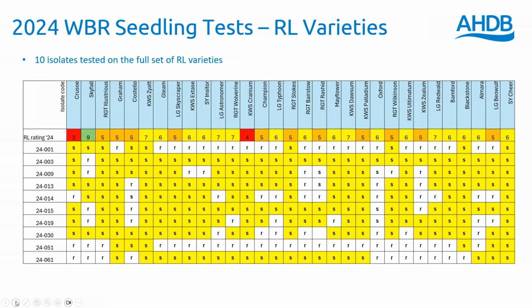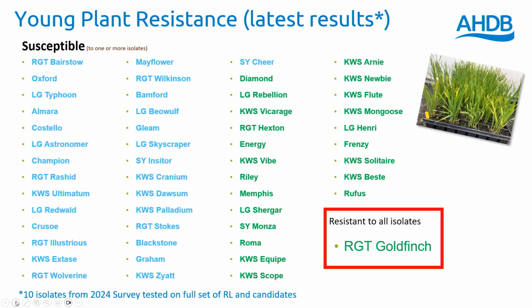This table breaks down some of the RL varieties and their brown rust ratings against the 10 isolates that we selected for testing. If you take Crusoe, for example, with a rating of 3, it was susceptible to 7 out of the 10 isolates we selected, and that was 24, 01, 3, 9, 13, 15, 19, and 30. It's quite a good mix of which isolates they're susceptible to, but you can see 24, 0, 5, 1 wasn't a particularly virulent isolate.